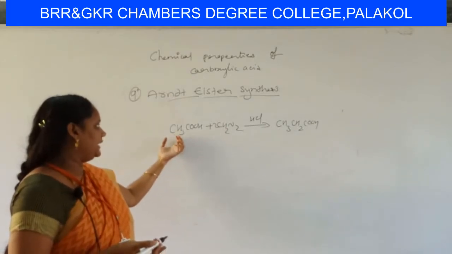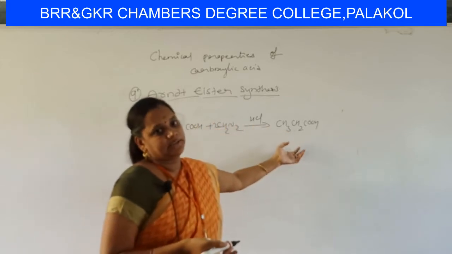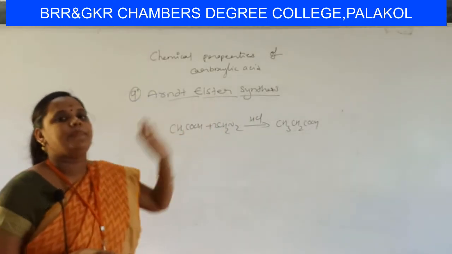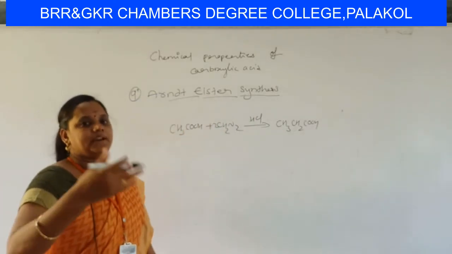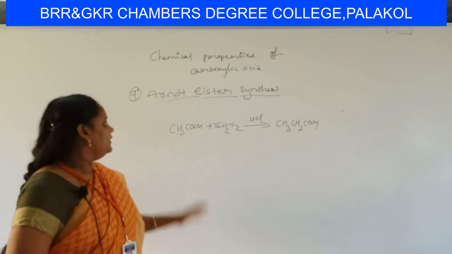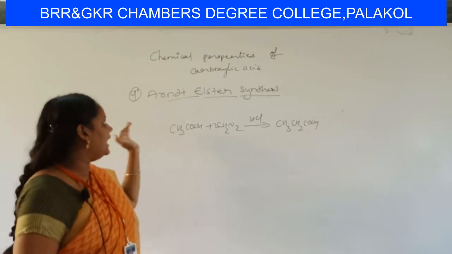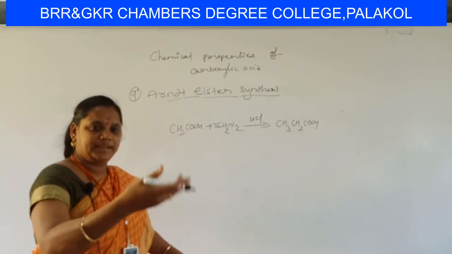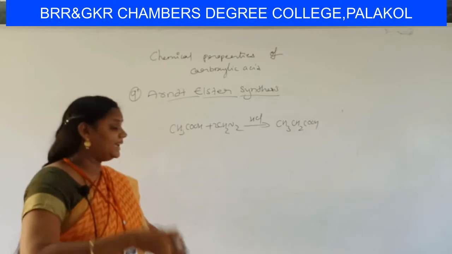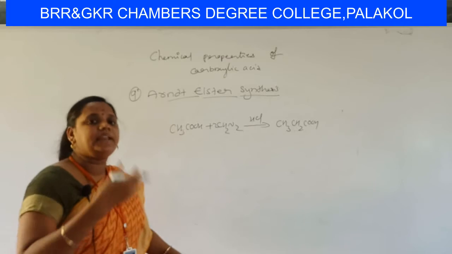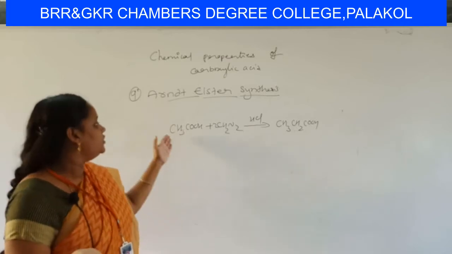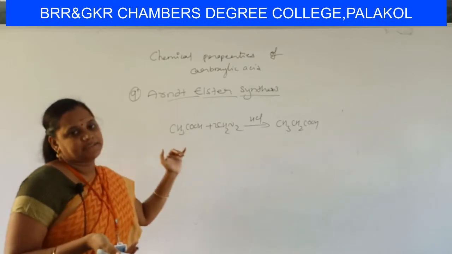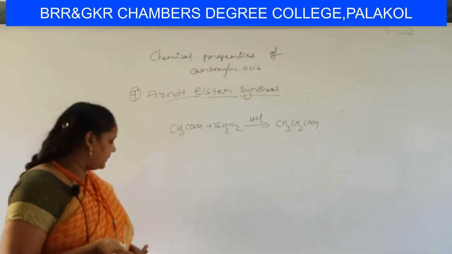For example, if you have taken acetic acid, you will get propanoic acid. If you take propanoic acid, you will get butanoic acid. If you take butanoic acid, you will get pentanoic acid. We can prepare the next higher homolog of the carboxylic acid which has been taken in the reactant. Here, under Arndt-Eistert synthesis, we are taking an acid itself and preparing its next higher homolog using diazomethane and HCl. This is called Arndt-Eistert synthesis. Right? Let us do the mechanism for this.